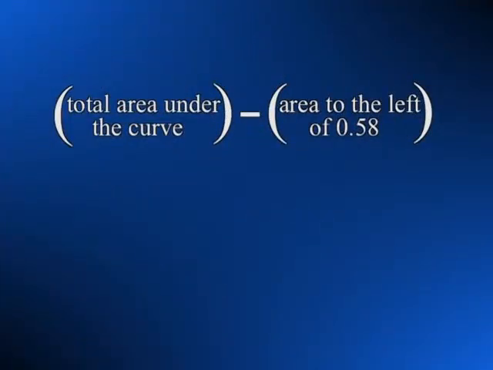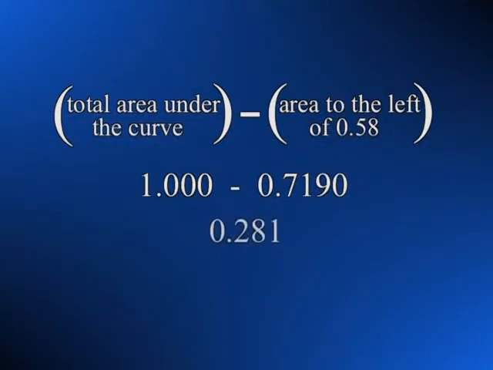Let's take a quick look at the calculation using the table in the back of the text, which is a left tail style table. The general idea is to take the total area under the curve and then subtract the area which is to the left of 0.58 because that's the value that's in the back of the text, and then we'll be left with the area which is to the right of 0.58. Well, the area under the curve is 1, and the area to the left of 0.58 from the table is 0.7190, and the difference is 0.281 as expected.